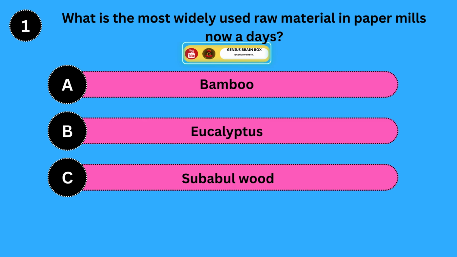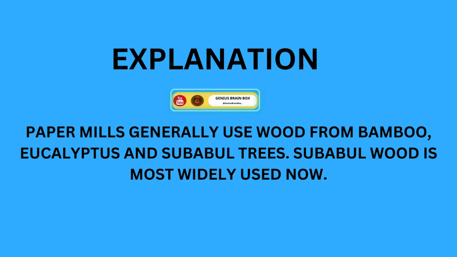What is the most widely used raw material in paper mills nowadays? Option A. Bamboo. Option B. Eucalyptus. Option C. Subul wood. Correct answer is... Explanation. Paper mills generally use wood from bamboo, eucalyptus and subul trees. Subul wood is most widely used now.